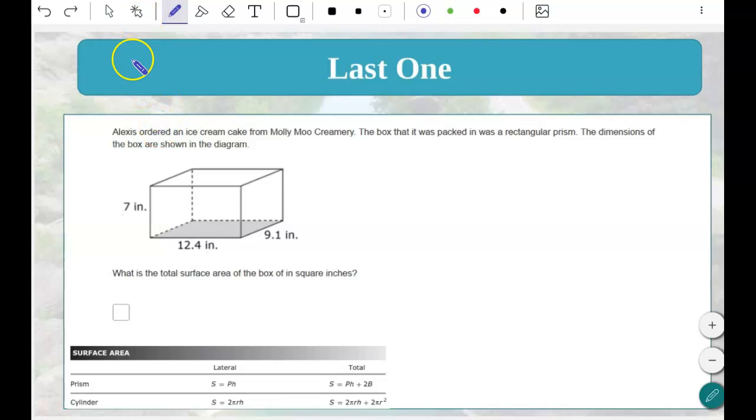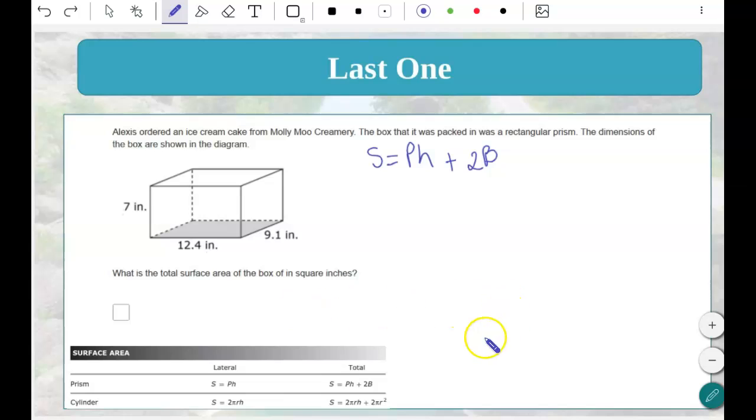It says Alexis ordered an ice cream cake from Molly Moo Creamery. The box that it was packed in was a rectangular prism. The dimensions of the box are shown below. Okay, so we have our length, our width, and our height. What is the total surface area of the box in square inches? So it's a prism. We're going to use this formula. So let's start with the formula.